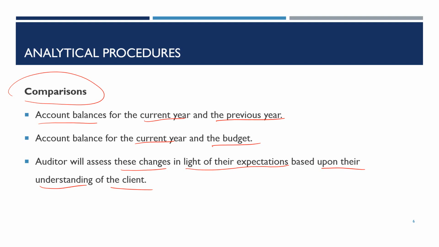For example, if a client has opened a new retail outlet, sales may be expected to have increased since last year. When comparing account balances with budget amounts, an auditor is concerned with uncovered variations between actual results and those expected by the client. Significant unexpected variations are discussed with the client personnel.